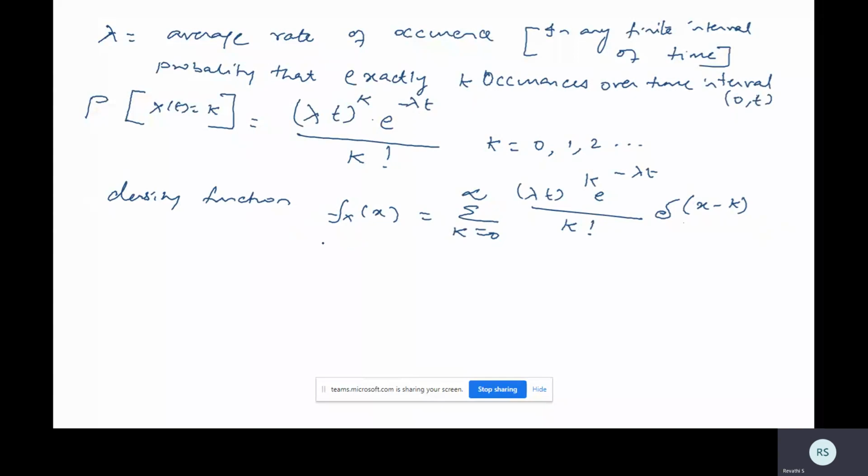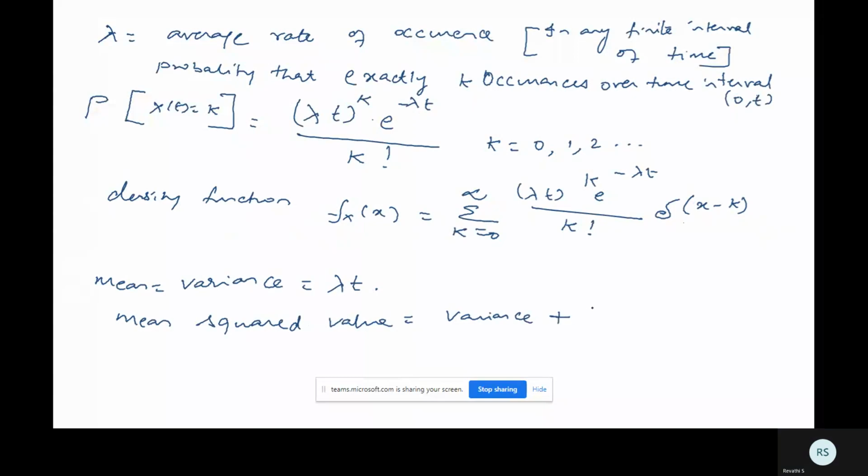Now, the interesting thing in Poisson distribution is that mean and variance are equal. In Poisson distribution, mean equals variance equals lambda into t. And the mean squared value, you can directly find from this answer. Mean squared value is nothing but variance plus mean the whole square. You can write it like this, right? So lambda t plus (lambda t) the whole square. This is the mean squared value. So these are some of the introduction to Poisson distribution and Poisson random processes. Now let us do some problems so that you can understand.